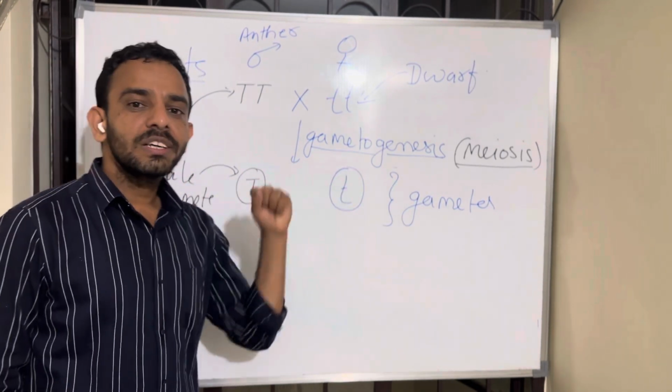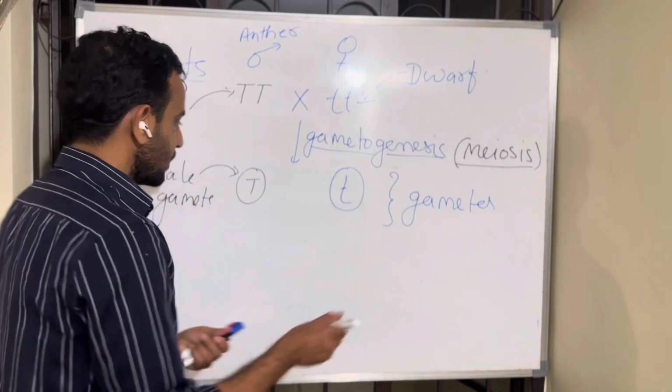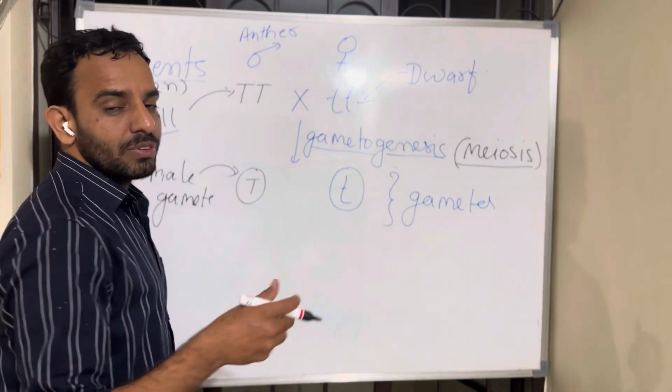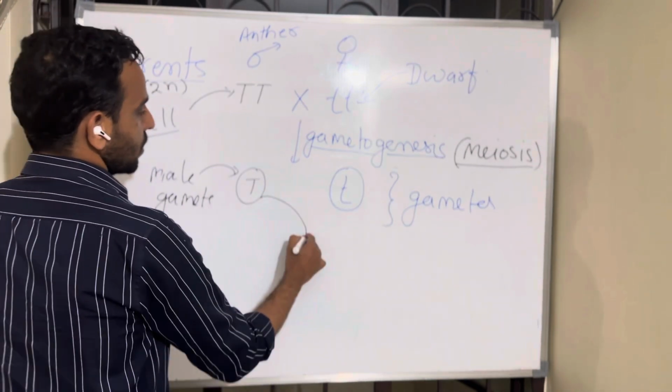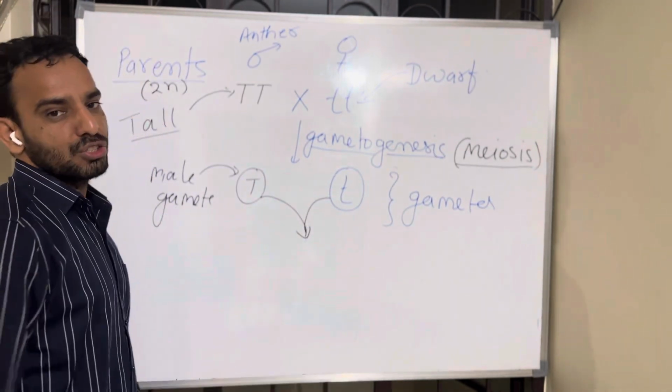Through the pollen tube, fertilization will occur, and when fertilization occurs, there will be formation of seed, and that seed will develop into a plant. So what is that plant called? That is called the F1 generation.